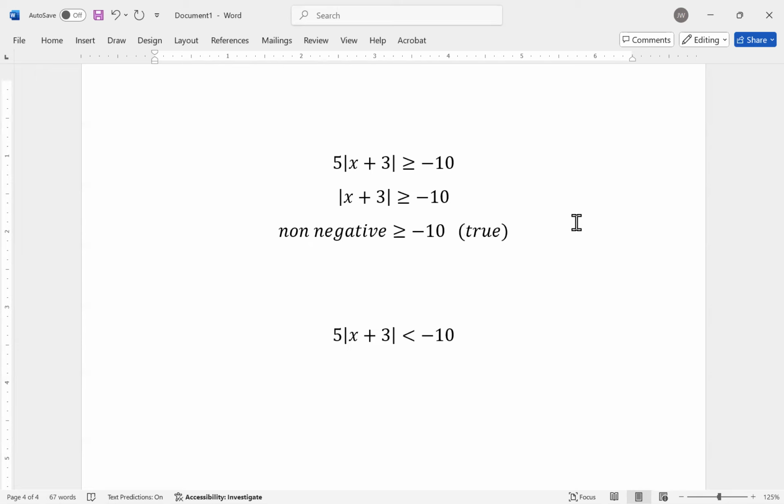So for this absolute value inequality, it's always going to be true no matter what you plug in. And therefore, the solution to this is all real numbers. Any real number you plug in for x will make this equation true.